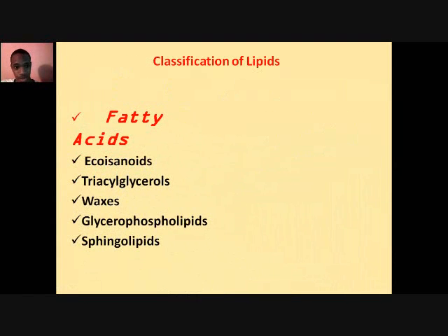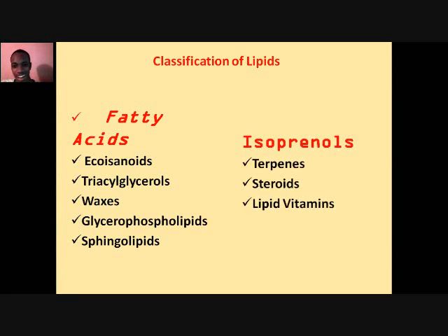So we've done fatty acids, we've done glycosides, we've looked at triglycerides, we've touched on waxes, we've looked at glycerophospholipids and sphingolipids. We've touched on isoprenols, terpenes, steroids, lipid vitamins. We're done with the general description of lipids. We've gone through the classification of lipids. We looked at the structure and the function of lipids.